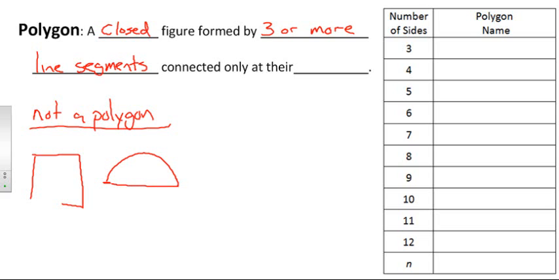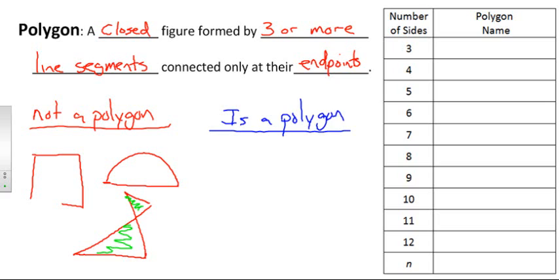And the last criteria here, it has to be connected only at their endpoints. So another example of something that would not be a polygon would be this object here. If I have one line segment followed by a second and a third and a fourth, that object is not a polygon. In reality, it's 2 polygons. The top part here would be a triangle when I fill it in, and the bottom part here would be a triangle, but together that's not a 4-sided polygon.